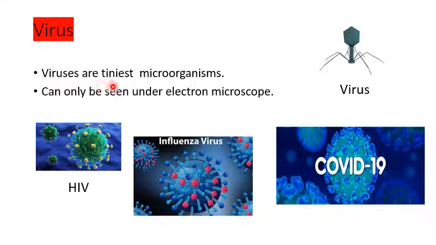Viruses are the tiniest microorganisms. They can only be seen under an electron microscope. So, these are the examples of viruses: HIV virus, influenza virus, and COVID-19 virus.